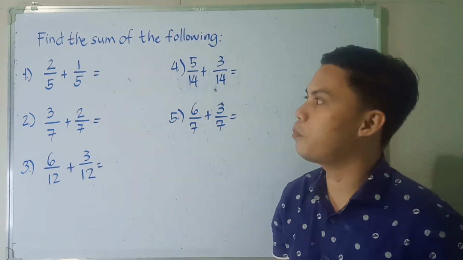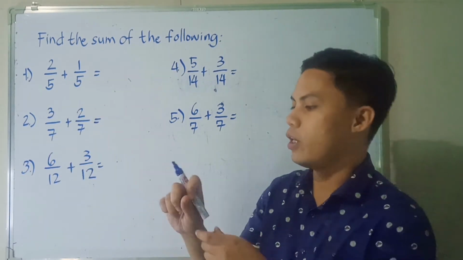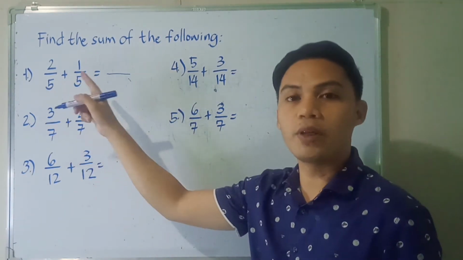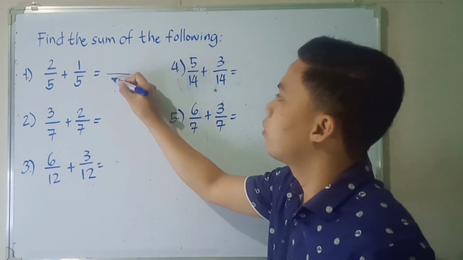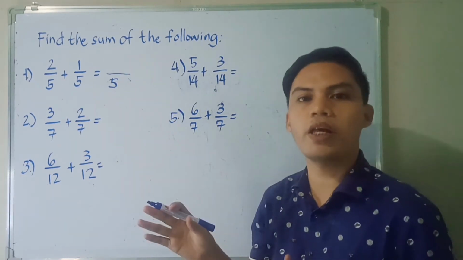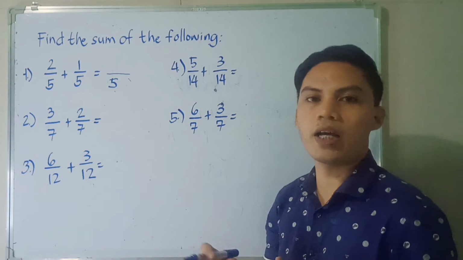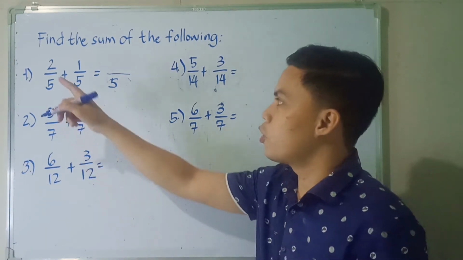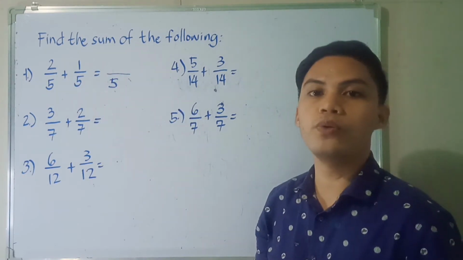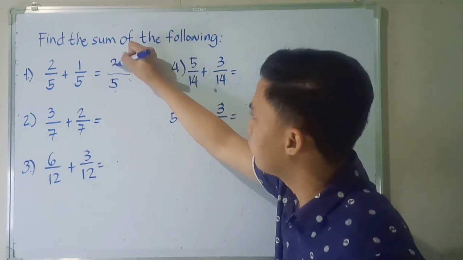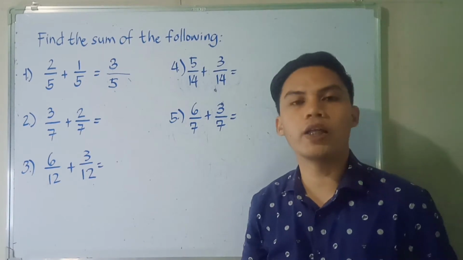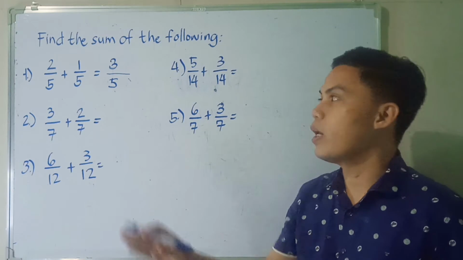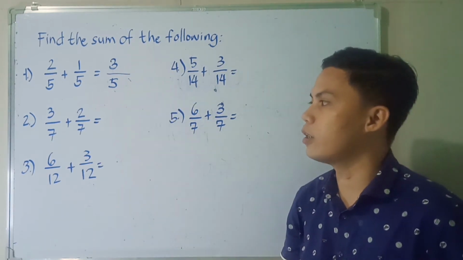We have 2/5 plus 1/5. Okay, so, ang gagawin natin, we need to copy yung common denominator. So, since common yung denominator nila, we call these fractions as similar fractions. Then, i-add natin yung numerators nila. So, we have 2 plus 1, that would be equal to 3. So, 3/5 would be our final answer. Since yung 3/5 is already in lowest form, then this would be our final answer.